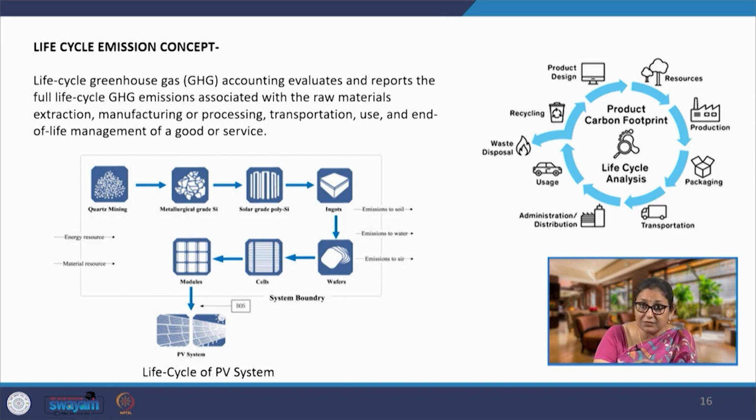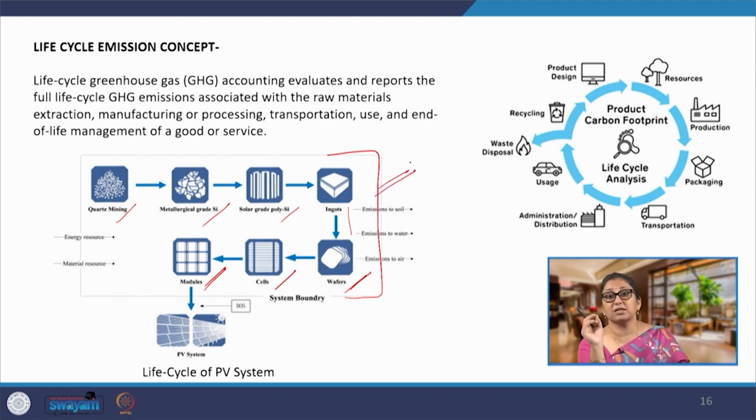And what does this life cycle include? It includes the mining of raw material, then processing that raw material to get a refined material, then bringing it into a proper form. So, making the wafers and then making cells out of that, and the modules are then ready to be deployed into the PV system. So, this is the system boundary that we are looking at.